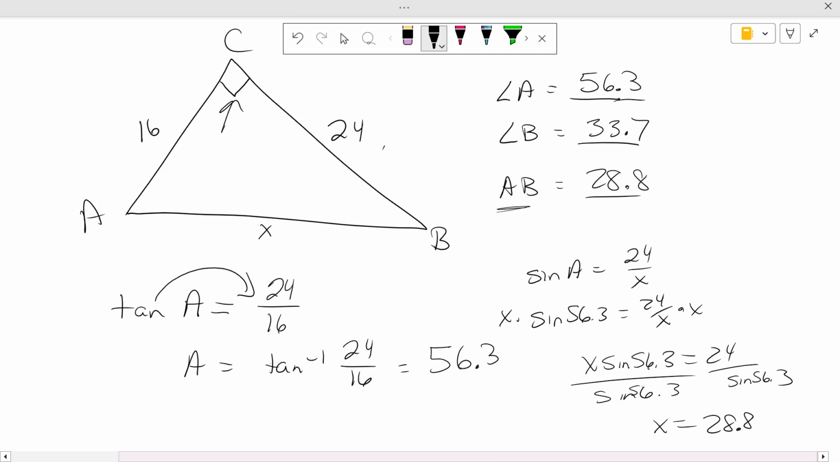Get more comfortable with this? Okay. Sine, opposite over hypotenuse. Cosine, adjacent over hypotenuse. Tangent, opposite over adjacent. If you're looking for an angle, you use the inverse. If you're looking for a side, it's just normal sine, cosine, or tangent. Okay?